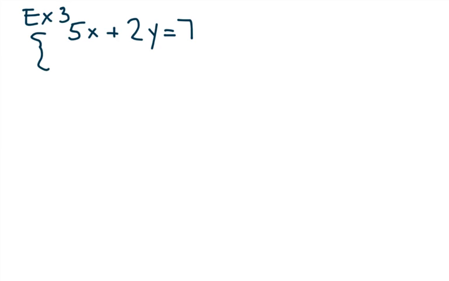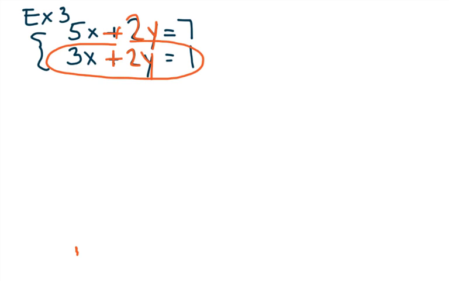And we have 3x plus 2y equals 1. Now the problem is that we have a positive 2y here, and we have a positive 2y here. So if we add those, they don't go away. So what we're going to do is we're going to subtract them. But if I subtract, I have to subtract the entire line.